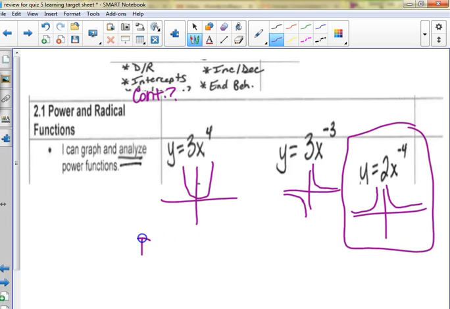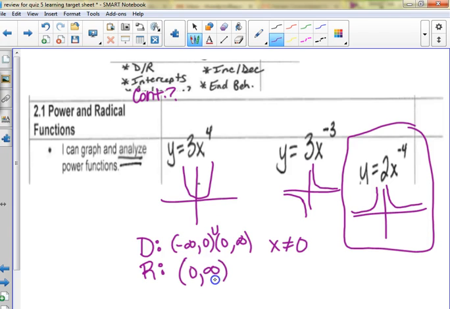Domain and range. You can say negative infinity to 0 and 0 to infinity. I would even be okay if you said x cannot equal 0. Either one is fine. It doesn't specify that it has to be intervals. Range? Nope. Bottom to top. Hard bracket or soft? It never touches. 0 to infinity. Does everybody get that? Bottom to top? Okay.